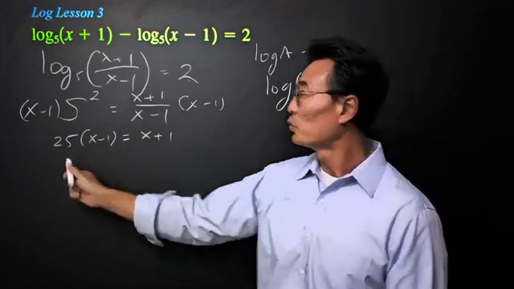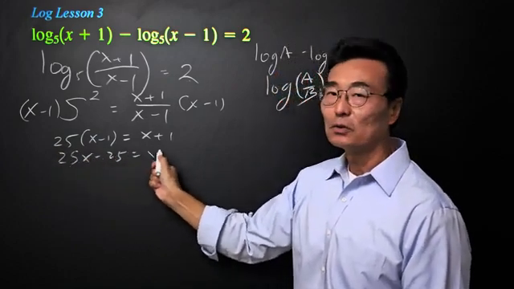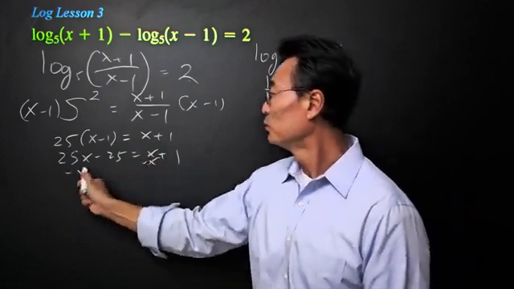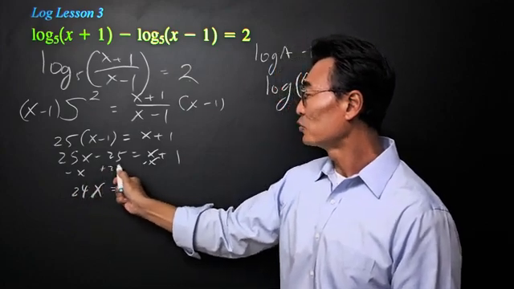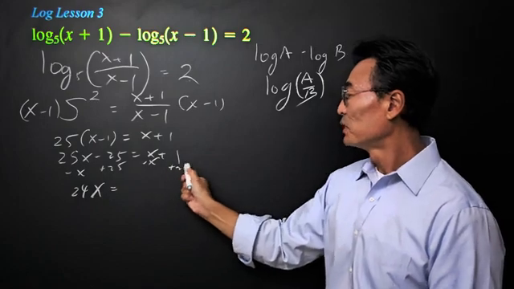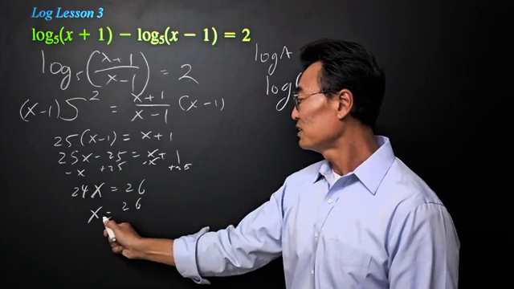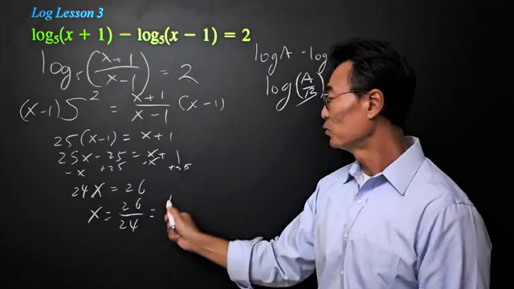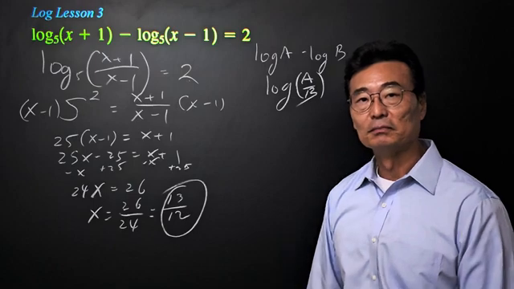If I go ahead and distribute the 25, I get 25x minus 25 equals x plus 1. Subtract the x, which gives us 24x equals, if we add the 25, then we get 26, where x equals 26 over 24, or reduced will be 13 over 12.